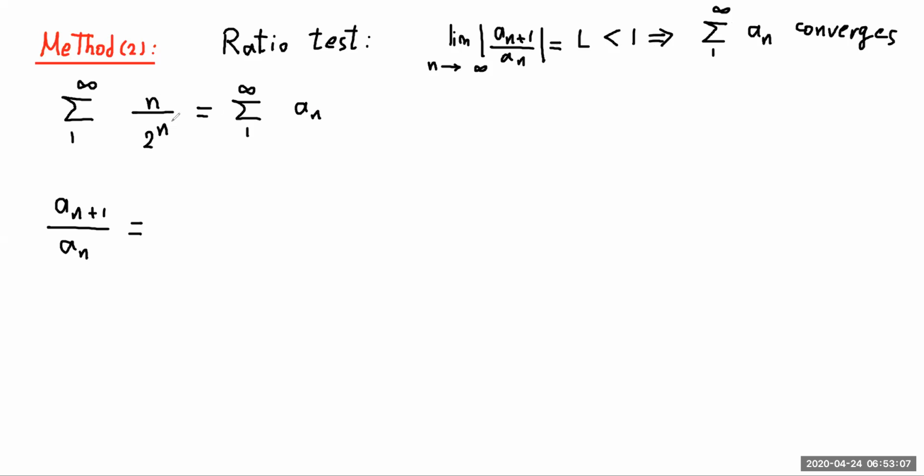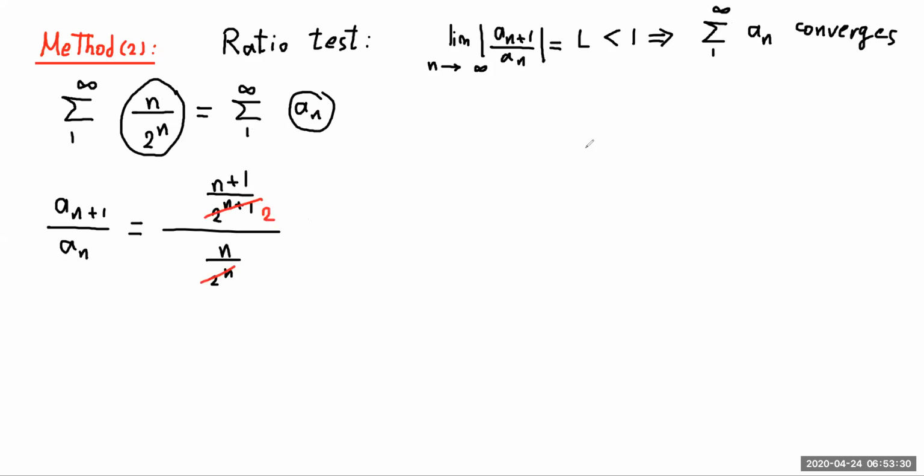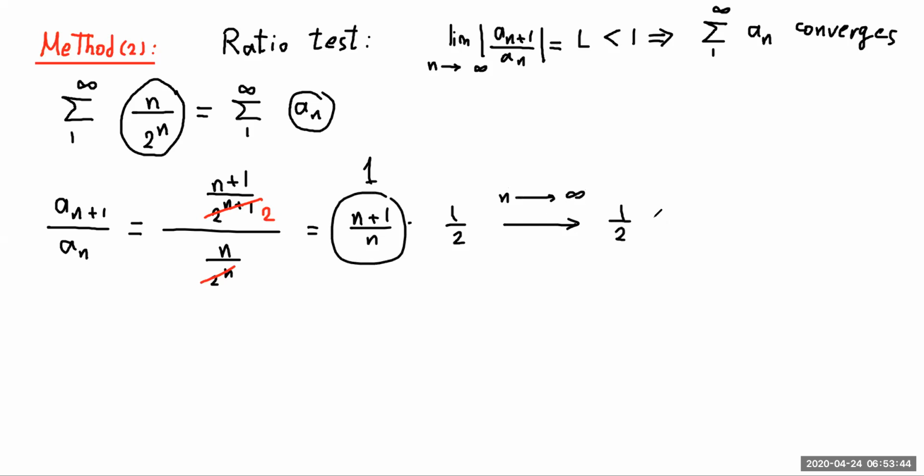So I will suppose that n over 2 power n, this is a n. So let's calculate a n plus 1 over a n. So it's n plus 1 over 2 power n plus 1 divided by n over 2 power n. So after deleting this term with this term, I will have 2 only. So after deleting, I will have n plus 1 over n times a half. What is the limit of this term when n goes to infinity? This term will be 1 here times a half. So the final answer is a half. It's a number less than 1.